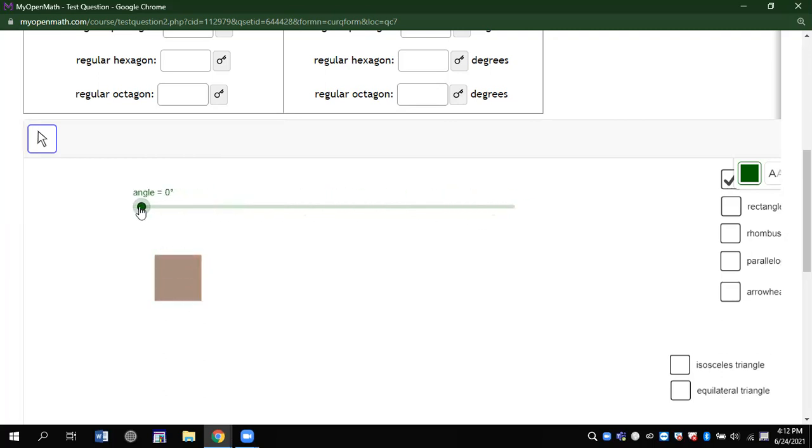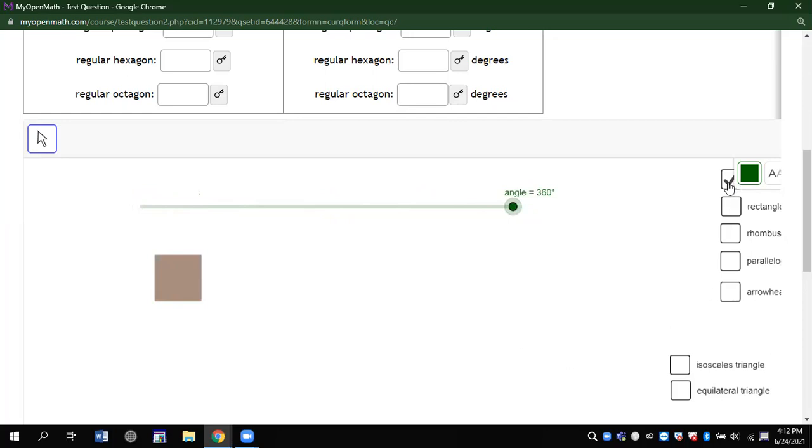So let's go back. There's the original. There it is at 90. That's the first time it goes back into itself. 180 the second time, and 270 the third time, and 360 the fourth time. So there's 4 times it fits back onto itself.